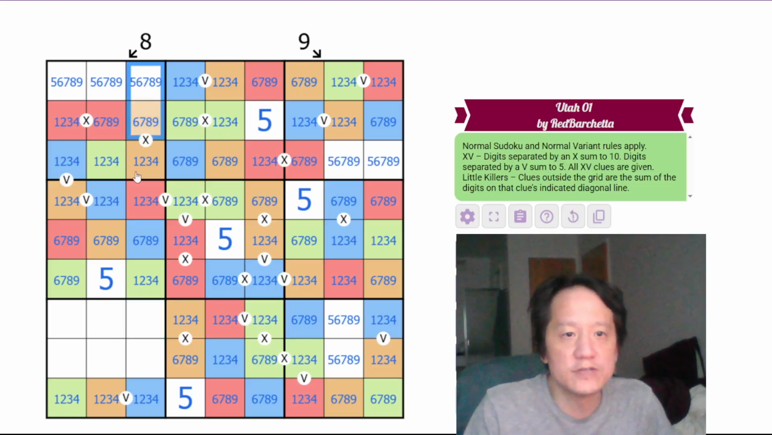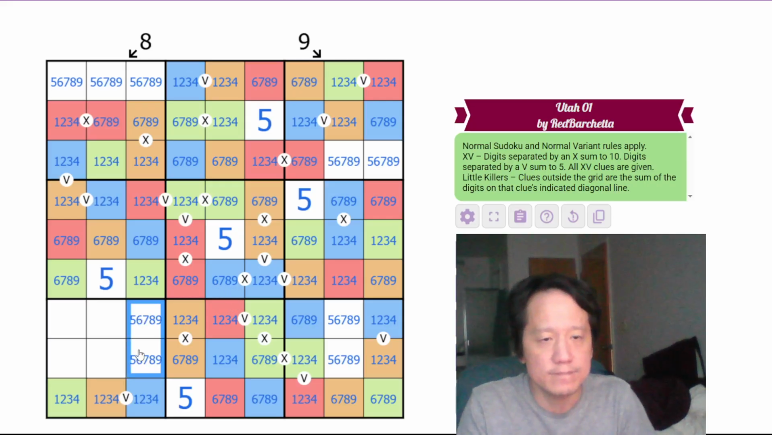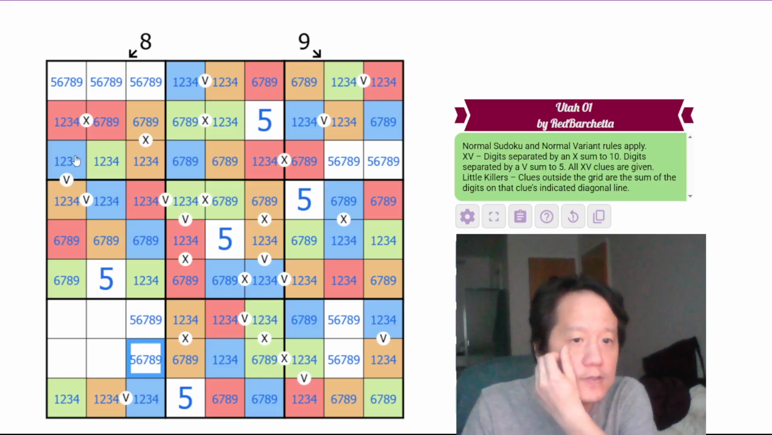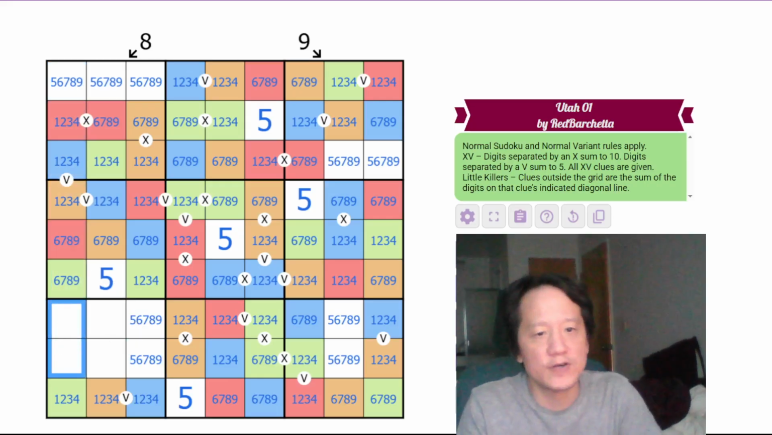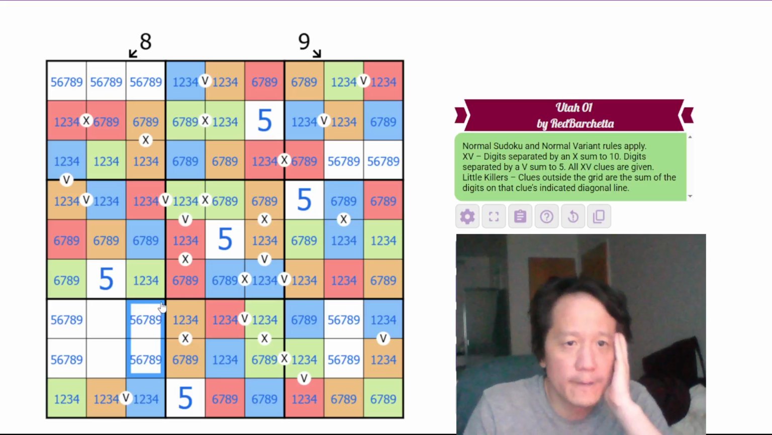Rest of cells in column 3, we have to be 5 through 9 because we have all 4 1 through 4s in that column. So this is 5 through 9. Same in column 1. This is 5 through 9. What are we missing?